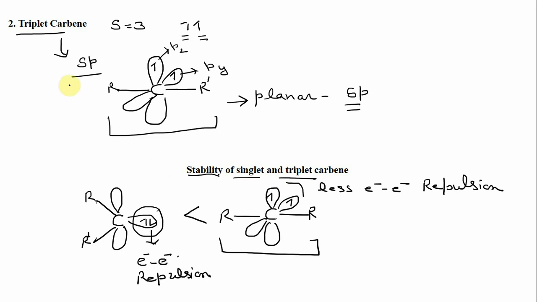While in case of triplet carbenes, both electrons have parallel spin, unpaired, so they have sp hybridization in which both electrons are present in different orbitals, and they have linear geometry, not planar. Here it should be linear, so they have a linear geometry with sp hybridization. Now out of the singlet and triplet carbenes, triplet carbenes are more stable, as there is lesser electron-electron repulsion, as both electrons are present in different orbitals.